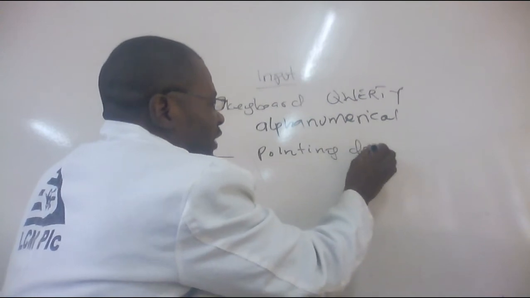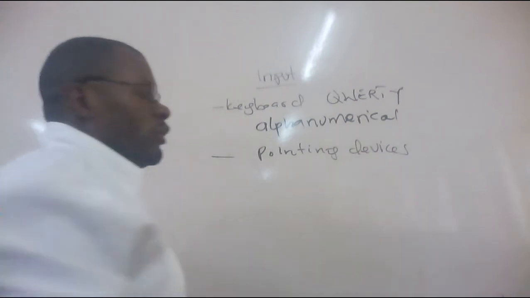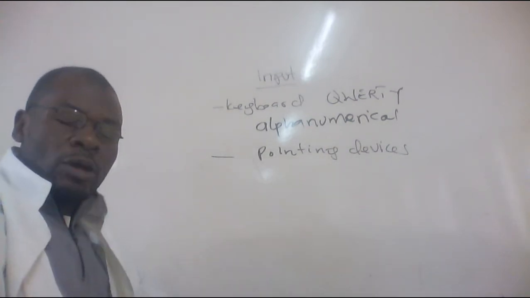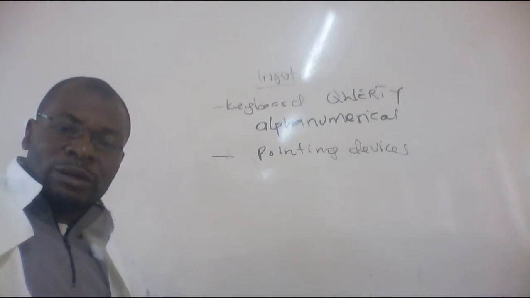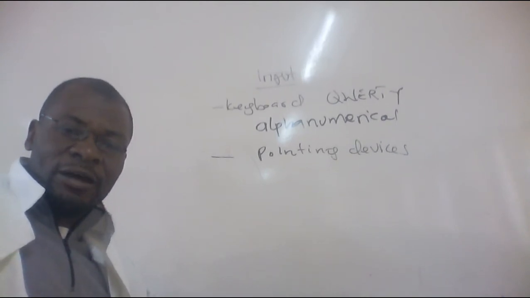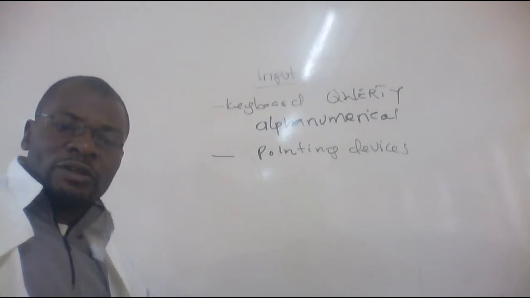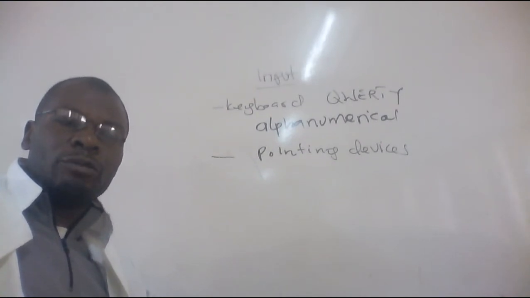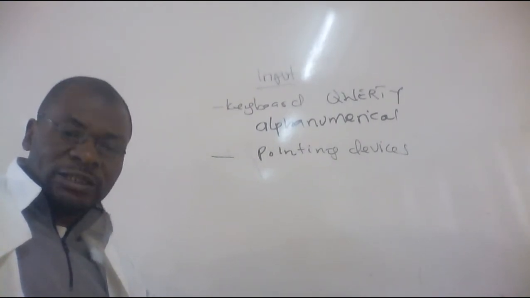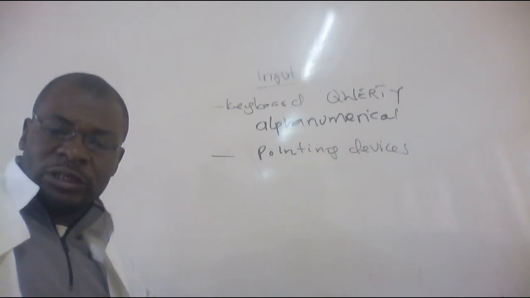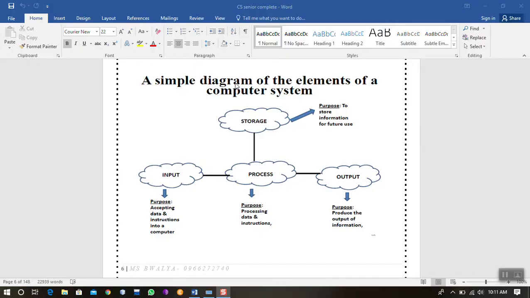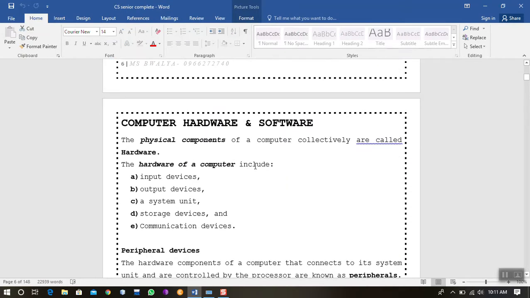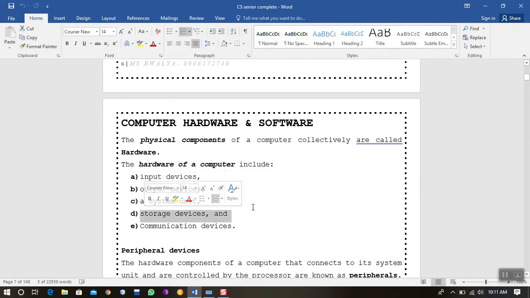pointing devices. On pointing devices, I've got what I'm using. You can see the cursor that I'm using here. This cursor can only be used for pointing on anything that I want. Let me see, from this I can point at this. What I'm using is basically what we call a pointer. And the most common pointer we have is the mouse.